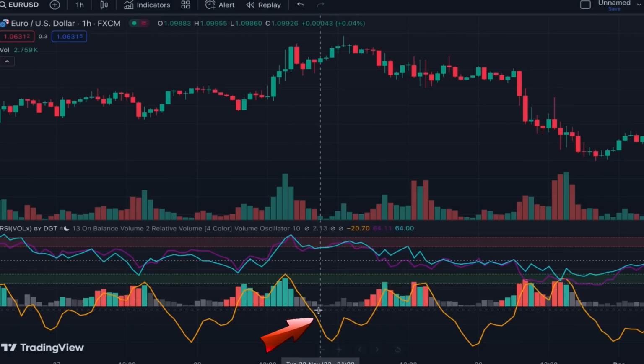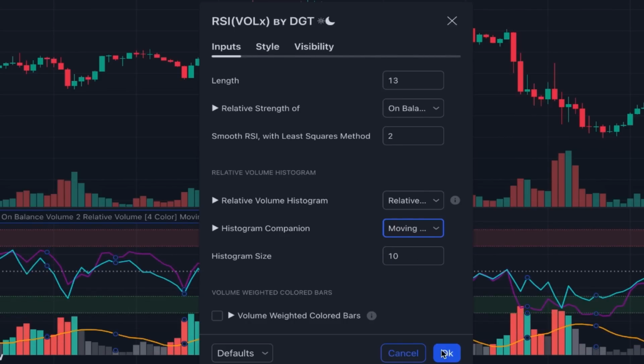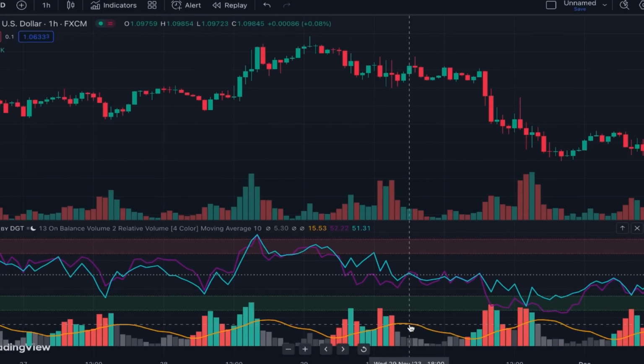As you can see, we have an orange line here on the bars, which by default is set on volume oscillator. So this orange line is an oscillator based on the volume data and moving above and below the center line, which is 0. Another option here is moving average, where the line becomes the moving average of the volume data, which I found more helpful in practice because you can evaluate how much the volume is above or below the average. When it's above the average, it shows increased interest of the market participants for buying or selling.